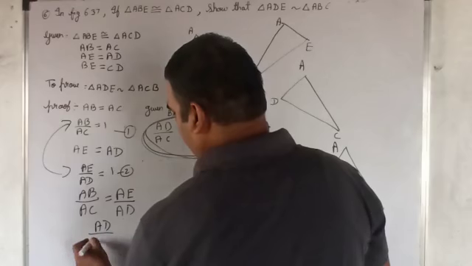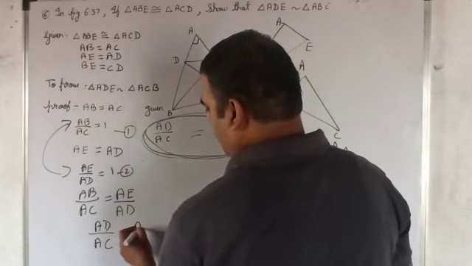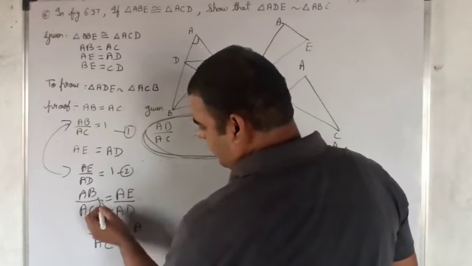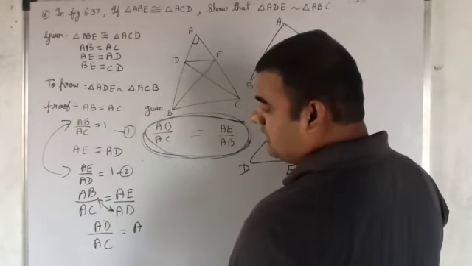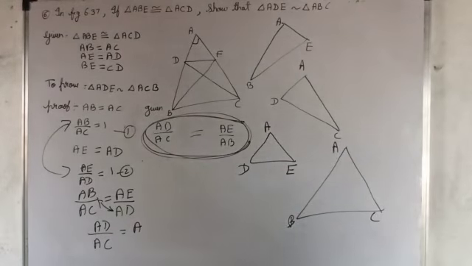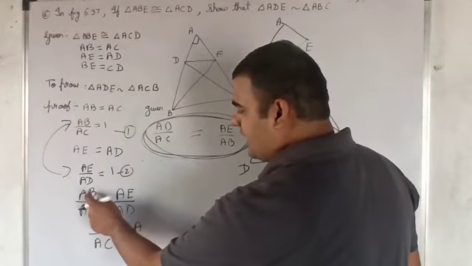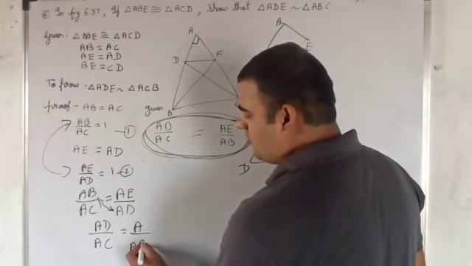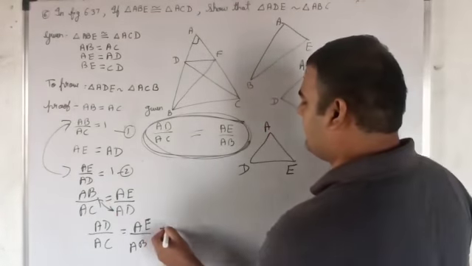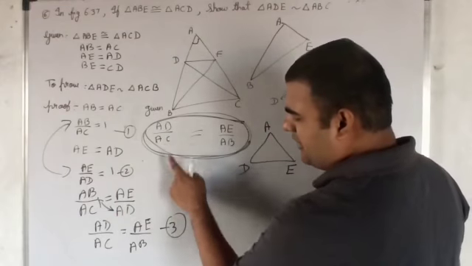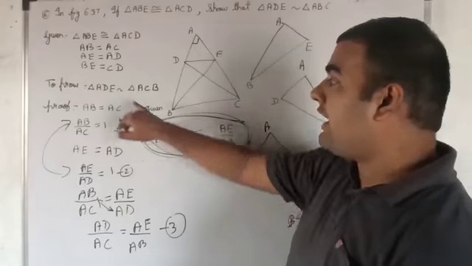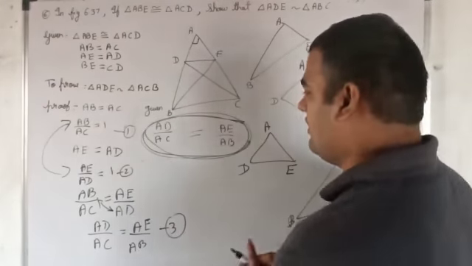Now you can exchange. AD upon AC equals AE upon AB. Only we are changing this by alternendo: AD goes there, AB comes in the denominator, and AE stays as it is. Now it's okay. Name this as third. So you are getting AD upon AC and AE upon AB. Now it's okay, we have followed the naming correspondence.